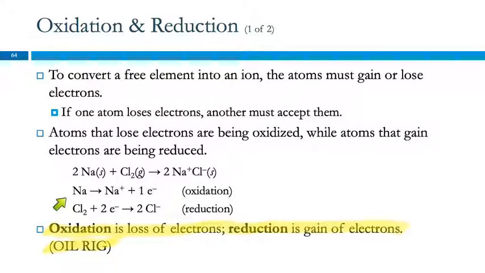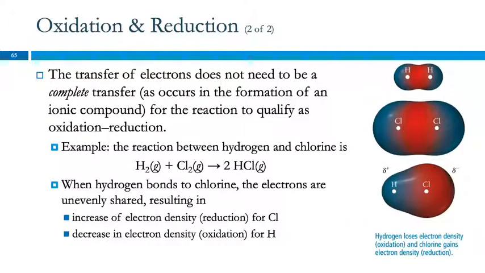So here we see the sodium becoming a sodium ion. It does that by losing an electron. OIL: oxidation is loss of electrons. The chlorine gains electrons to become a negative ion. That's a reduction. So it's relatively easy to see how that transfer of electrons occurs between a metal and a nonmetal, because the transfer actually occurs completely and then we get ions.